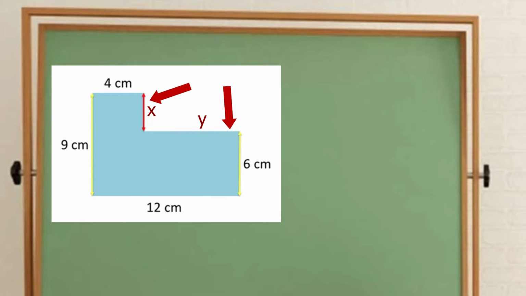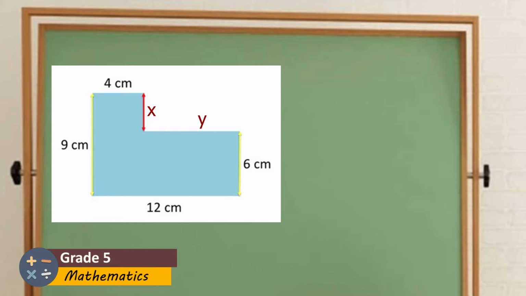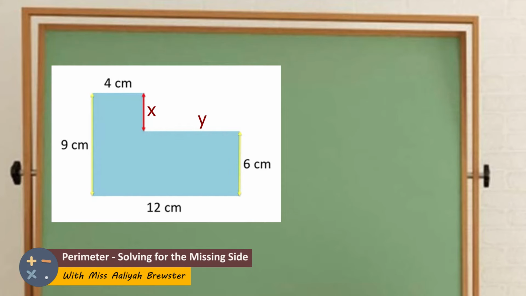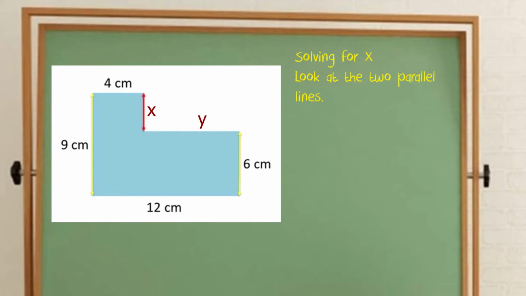However, the lines that are this way and this way don't necessarily need to have the same measurement. That's a square. Remember, a square has equal sides. All the sides are measured the same. But a rectangle, the two longer sides have one measurement and the two shorter sides have another measurement. Bearing that in mind, look at the shape again closely. To solve for X, we must look at the two parallel lines that are vertical, or pointing upwards, and that would be the 9 centimeter and the 6 centimeter.